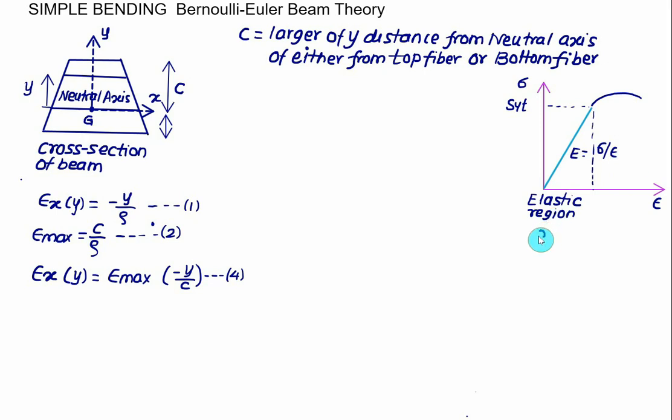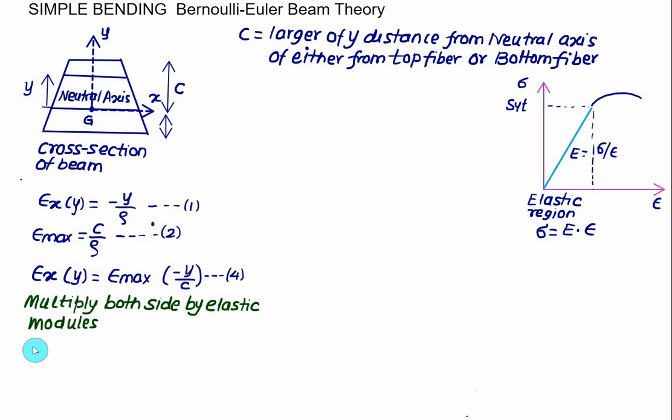Now here we can define the value of the stress. We can get the stress as the product of Young modulus multiplied by the strain, epsilon. So if equation 4 is multiplied on both sides by the Young modulus E, we get the generalized expression for bending stress. We have the strain along the x direction, which is a function of y, multiplied by Young modulus E, same as the maximum strain epsilon max multiplied by E, and further multiplied by minus y divided by the distance c.